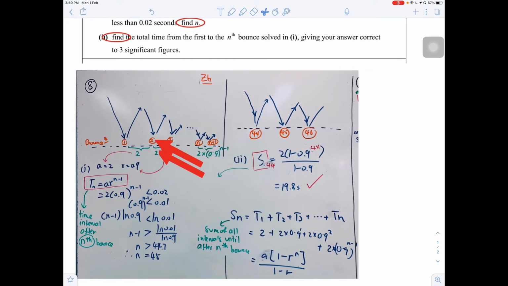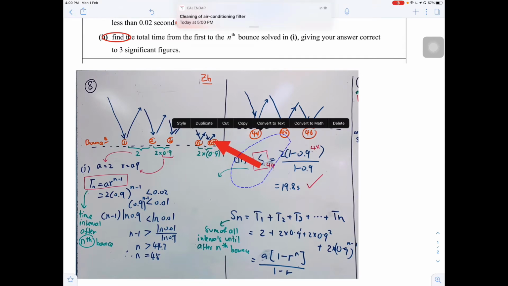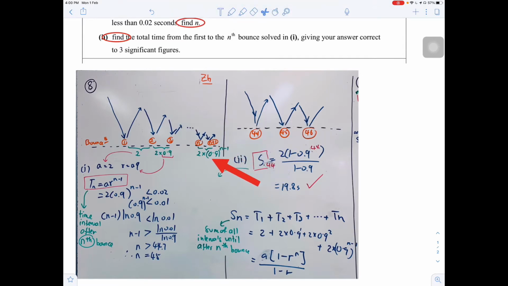In short, the diagram should look like that. So 1, 2, 3, n, n plus 1 is the number of times the ball is bouncing. The first one is here, second, third, and this is the nth bounce, this is the n plus 1 bounce.